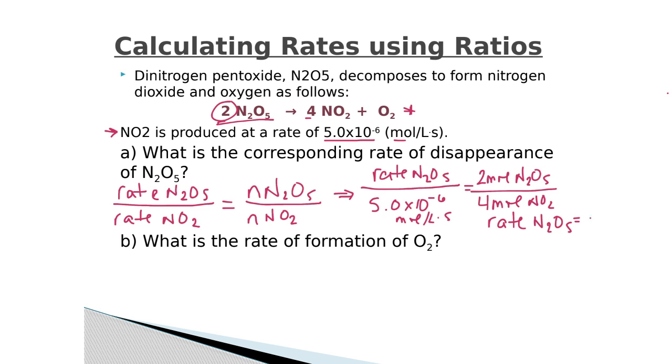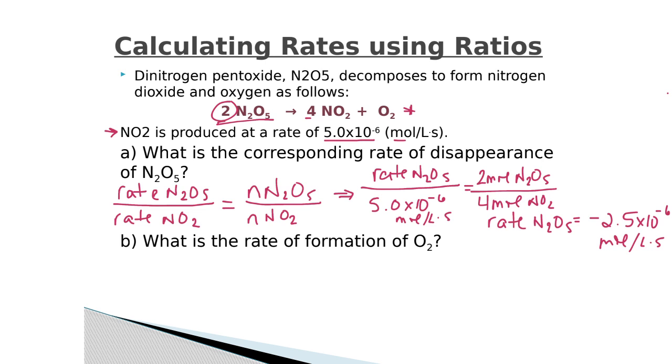Now, be careful with negatives and positives. Negatives here implies that the rate is decreasing, because it makes sense. This is a reactant, so the amount is going down. Be mindful of sig figs. So we should have 2.5 times 10 to the negative 6. And again, the unit, moles per liter second.